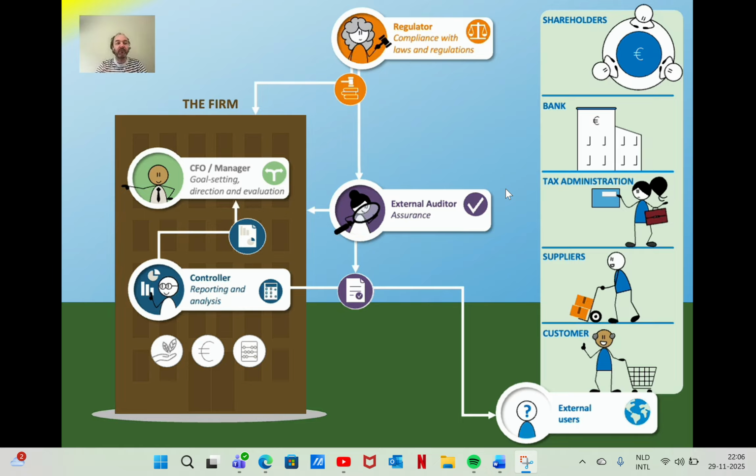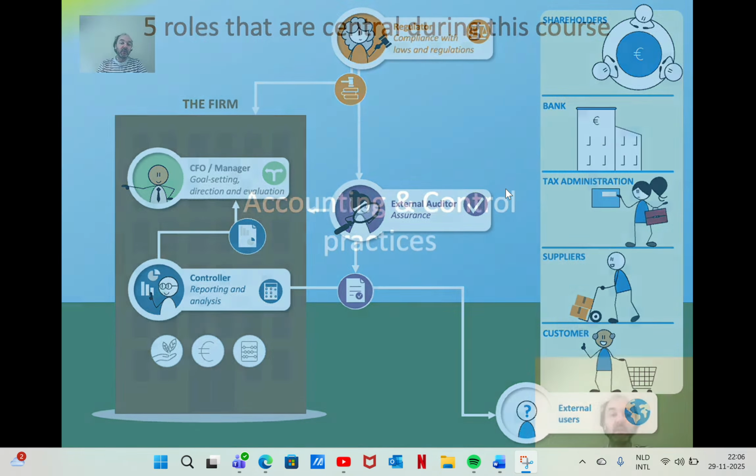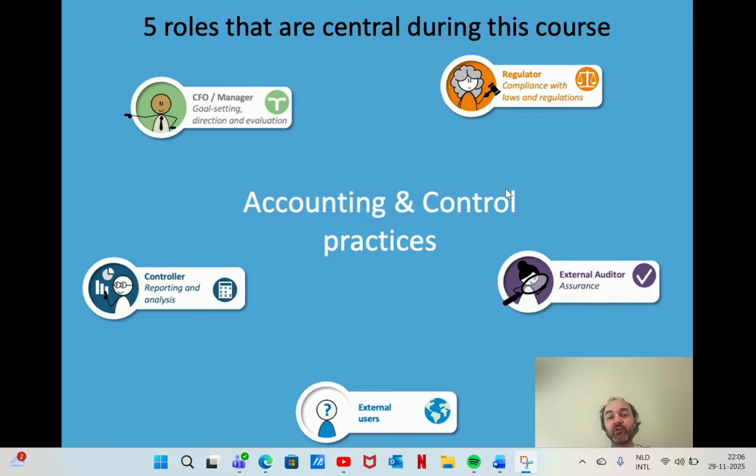So in this overview you see most of the key players. We identified 5 roles. So there's the CFO or manager, there's the controller within the firm, then there's the regulator, there's the external auditor, and of course in the end there's the external users, which can be many, also more than appear on this slide. These 5 roles all have a distinct perspective on accounting. These 5 roles are central during this course.